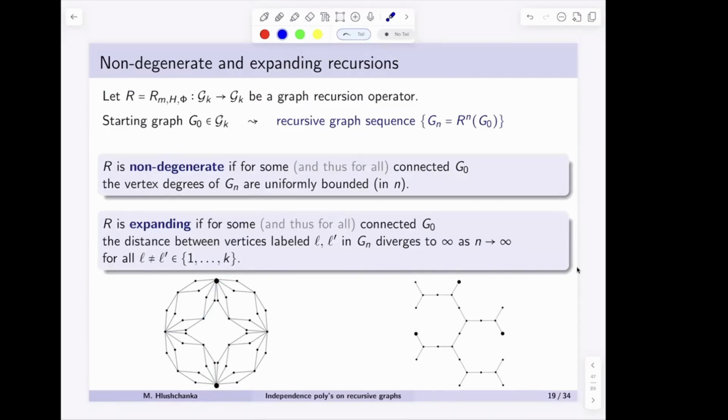Any questions about the recursion operator and these 2 terms, non-degenerate and expanding?